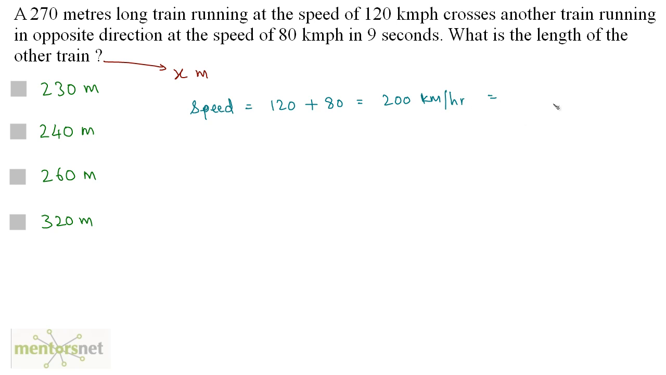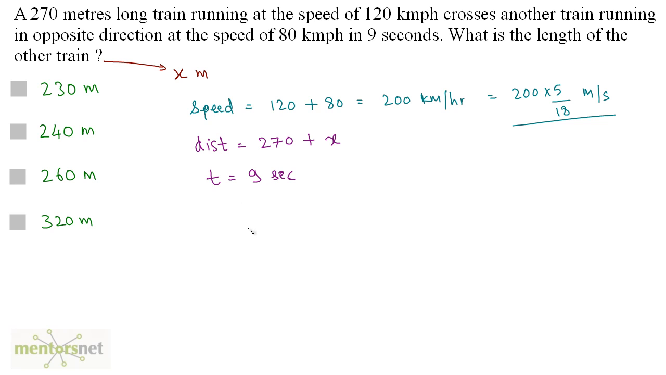Let's convert this into meters per second. That's 200 times 5 by 18 meters per second. So we have the speed. Now the relative distance will be the addition of the lengths of the trains. So the distance is equal to the length of the first train, 270 meters, plus the length of the other train, which we have to find and have assumed as x meters, so plus x, and the time is given to you as 9 seconds.